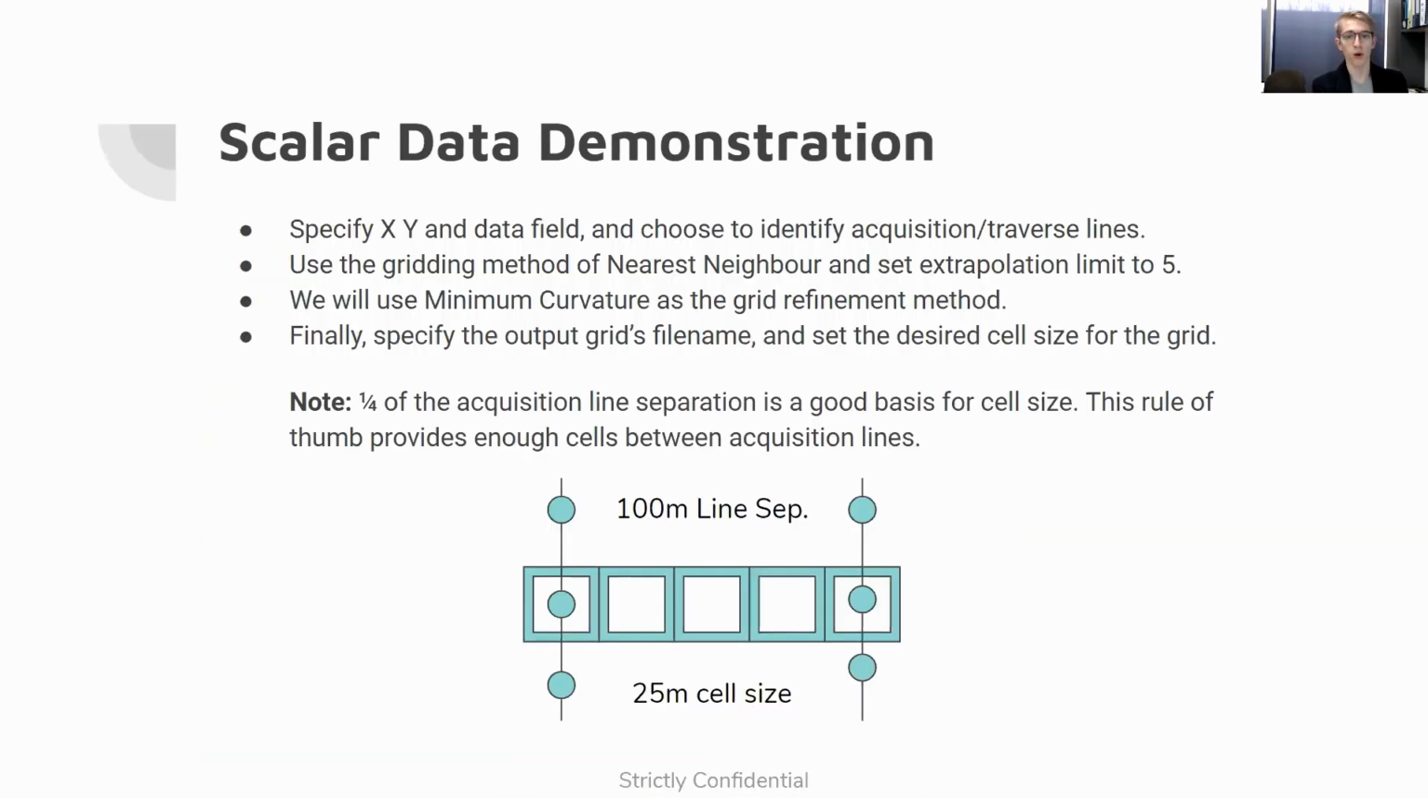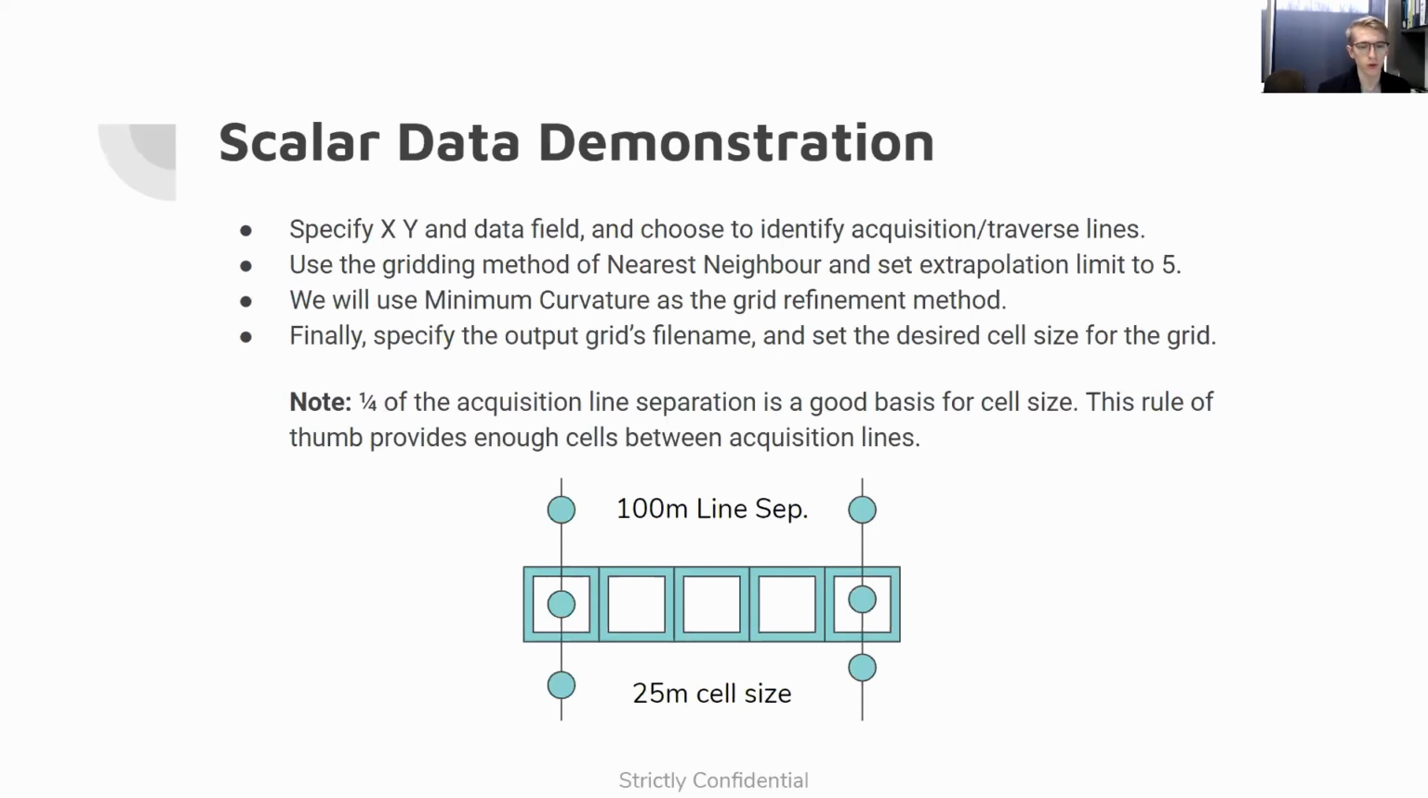The standard workflow for a scalar data grid would be to specify the X and Y that we want to use, whether that be geodetic or projected data on a UTM. And we specify which data field we want to grid. In this case, we'll use the gridding method of nearest neighbor, and we'll set an extrapolation limit to 5. I will explain why that extrapolation limit of 5 is used. And we'll finally specify the output grid file name, and we'll set the desired cell size.